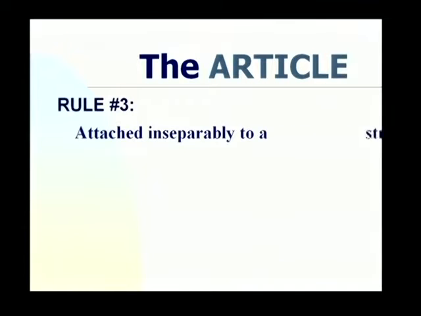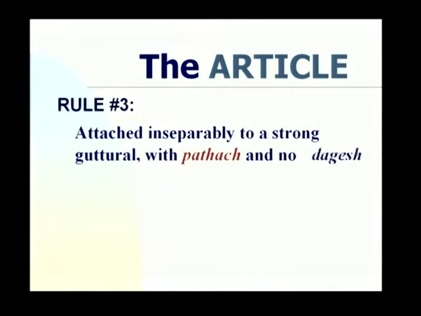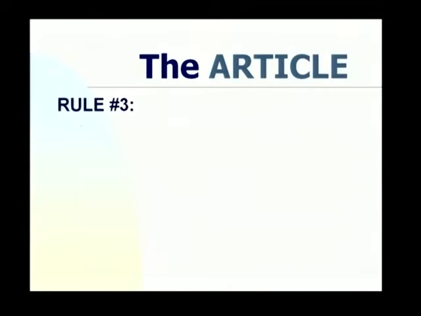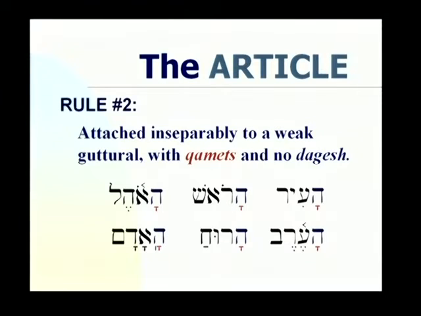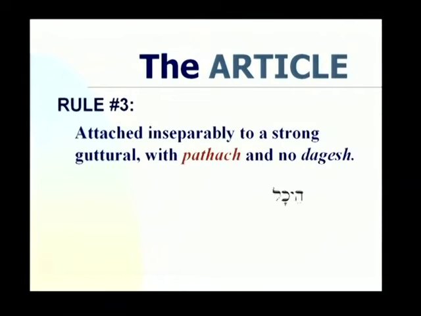Rule number 3, we attach the hay inseparably to a strong guttural. Notice those previous gutturals, if we go back and look at that, the ayin, the resh, and the aleph are all weak gutturals. The strong gutturals, remember, are cheth and hay. So when we have a strong guttural, we use the pathach instead of the qamets. So heikal becomes ha-heikal.